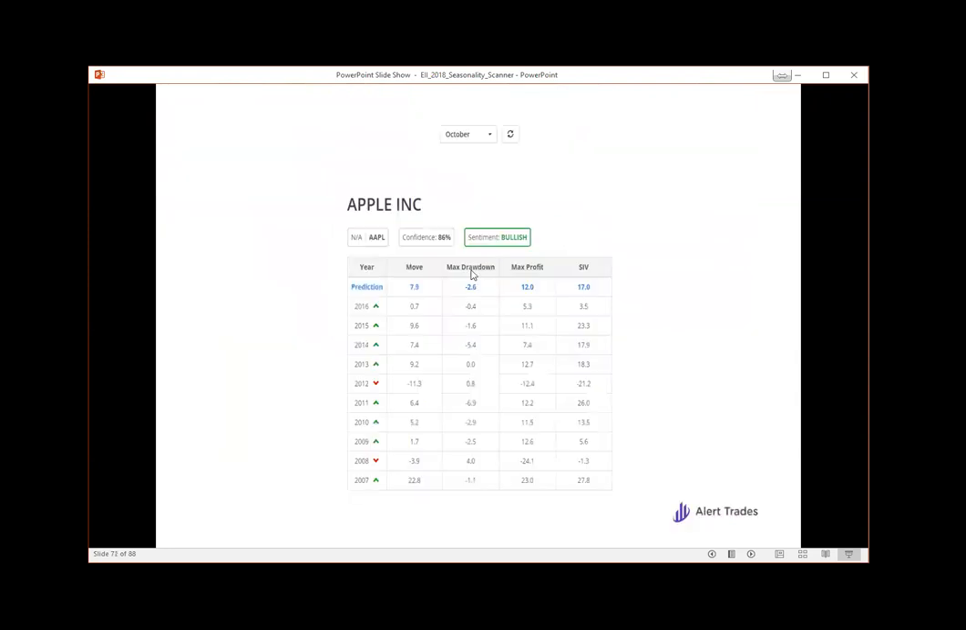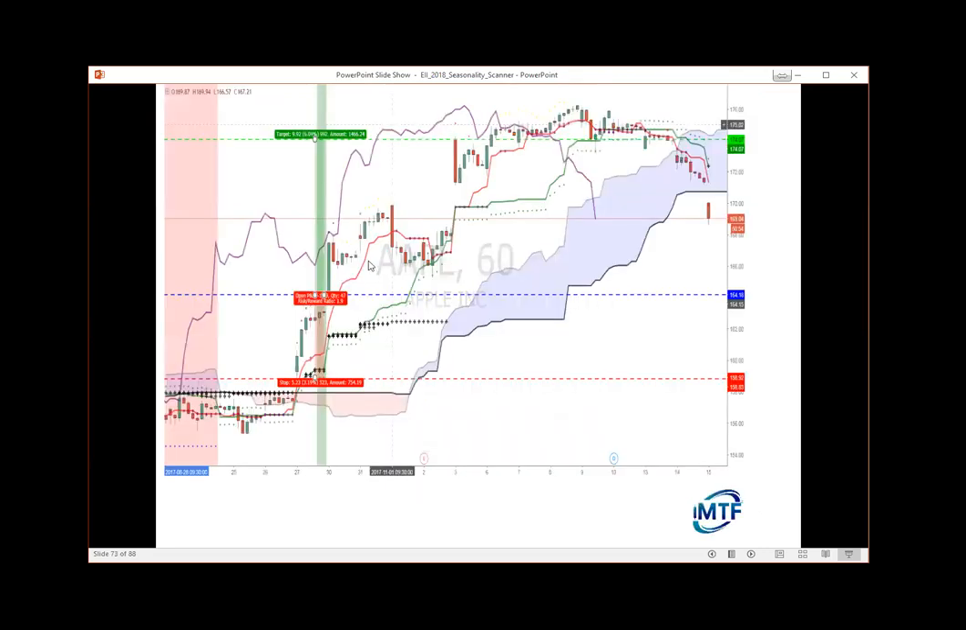Apple, everybody's favorite. 86% confidence, SIV of 17, and we almost have the 3-1 on this one with the move of 7.9 and a drawdown of 2.6. So let's look at the chart. Yep, this was a bullish breakout that occurred near the end of the month, and we ended up with just under a 2-1 on that breakout. Yep, we exited right there.